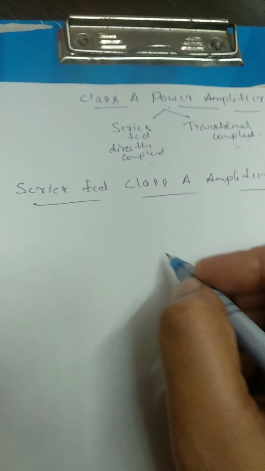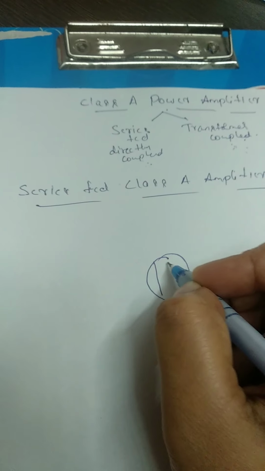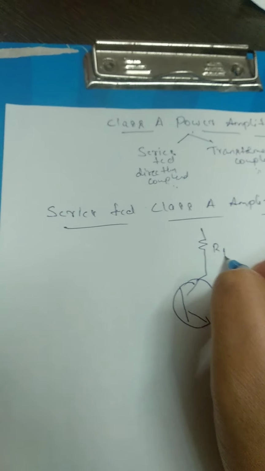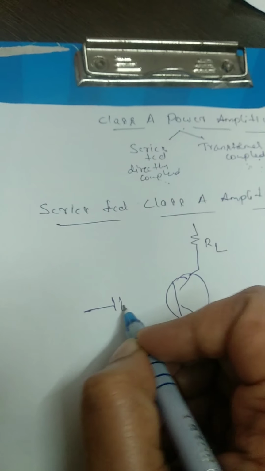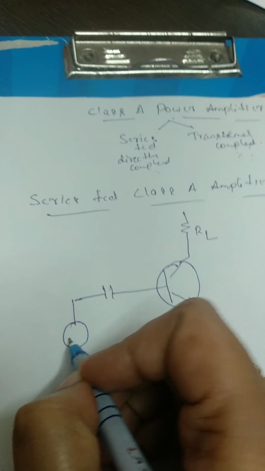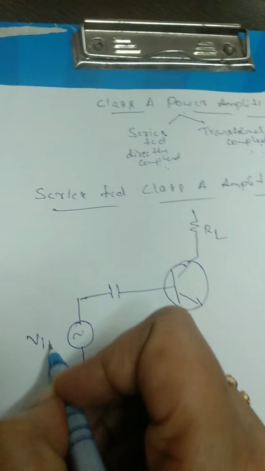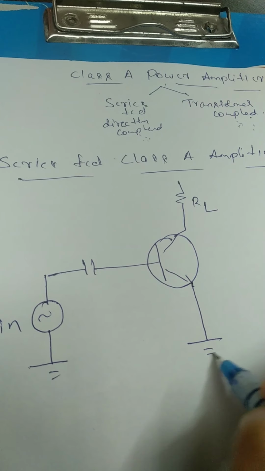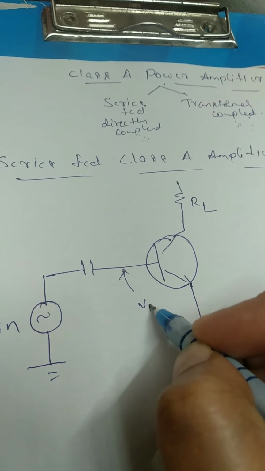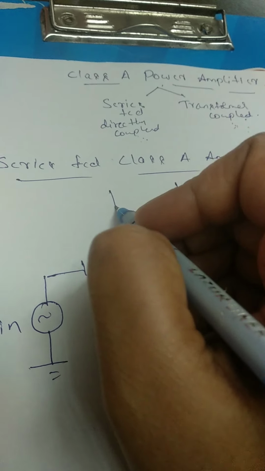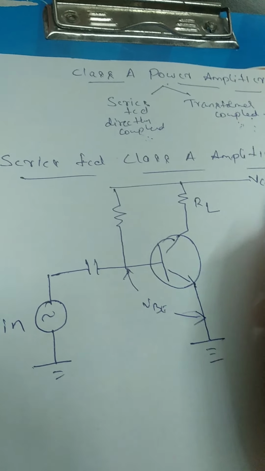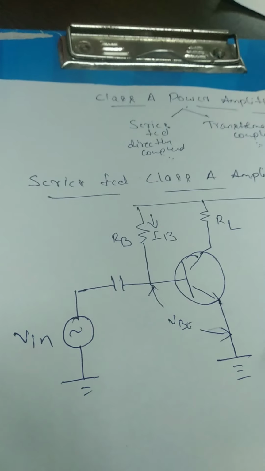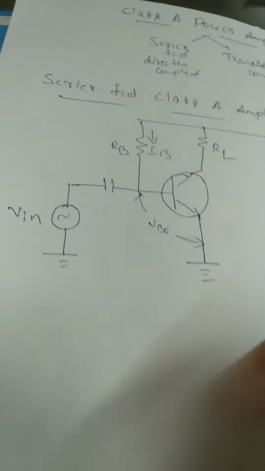So we have a transistor, the load RL is connected to the collector, this is Vin, which gives an AC signal, and the emitter terminal is here. This is VBE, and we have connected VCC, this is RB, and this is IB. Okay, so this is the circuit of a series fed class A power amplifier.